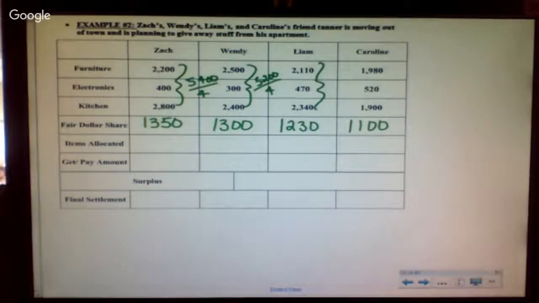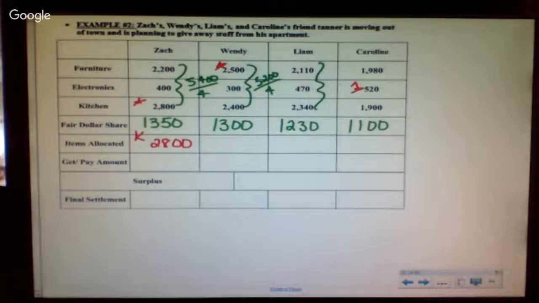Okay. Now we need to decide who's taking what. Who bid high enough to take the furniture? Wendy. Wendy gets the furniture. Who's taking the electronics? Caroline. And who's taking the kitchen? Zach.